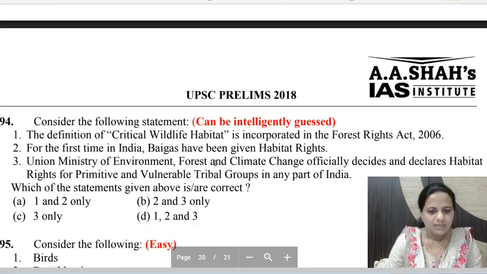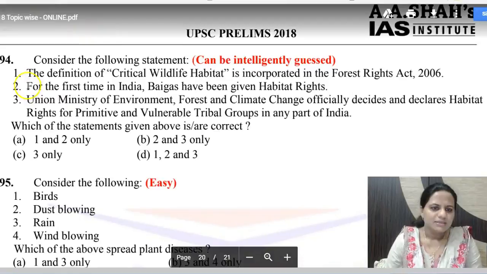Then next is, consider the following statements. The definition of critical wildlife habitat is incorporated in Forest Rights Act 2006. So Forest Rights Act is quite often in news, so this is true. For the first time in India, Baigas have been given habitat rights. So, of course, this is also true, but you may or may not remember or recollect this.